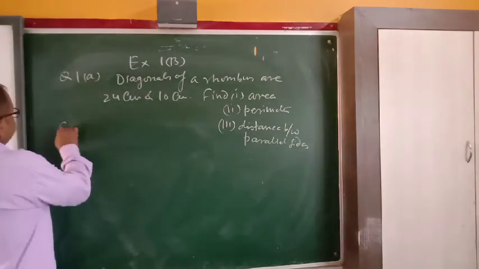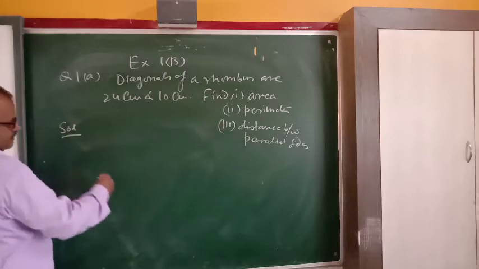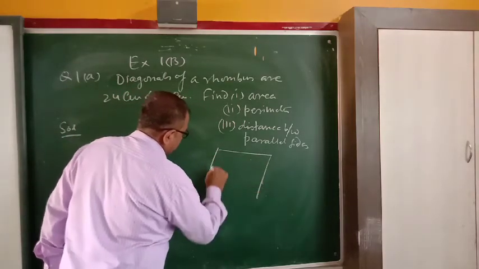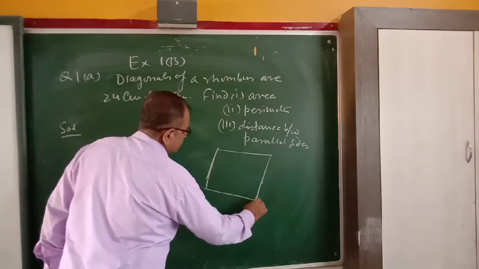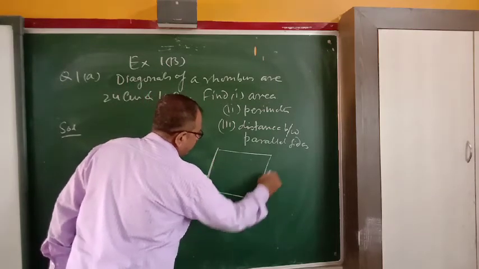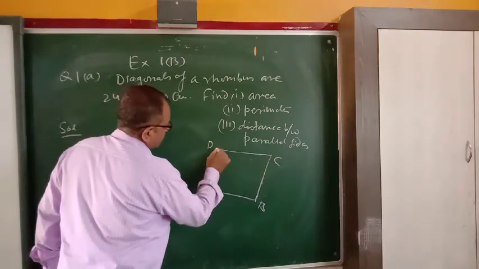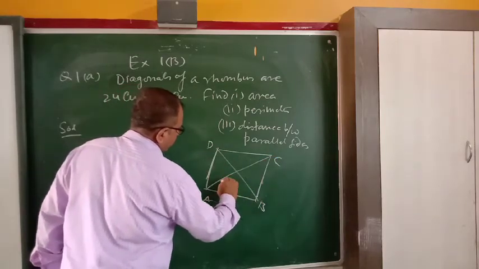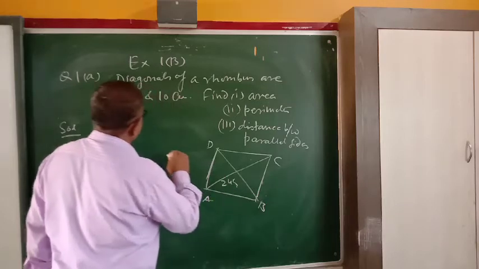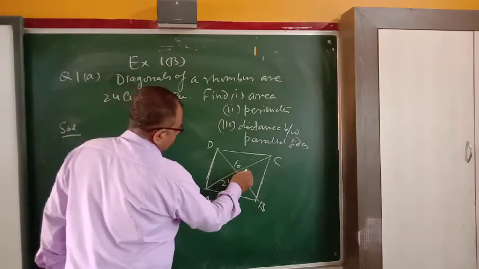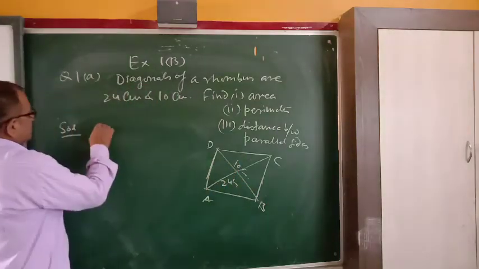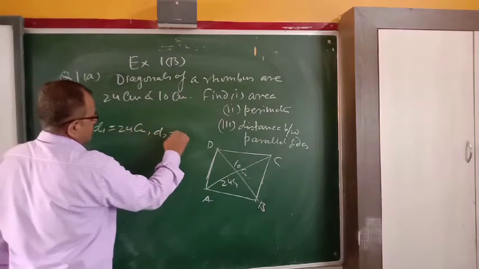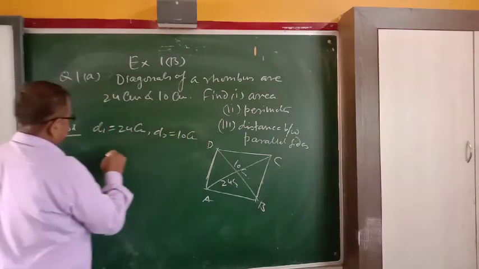We know that this is the rhombus ABCD. These are diagonals AC and BD. One diagonal is 24 cm, the other diagonal BD we can take as 10 cm. So D1 is equal to 24 cm, D2 is equal to 10 cm.